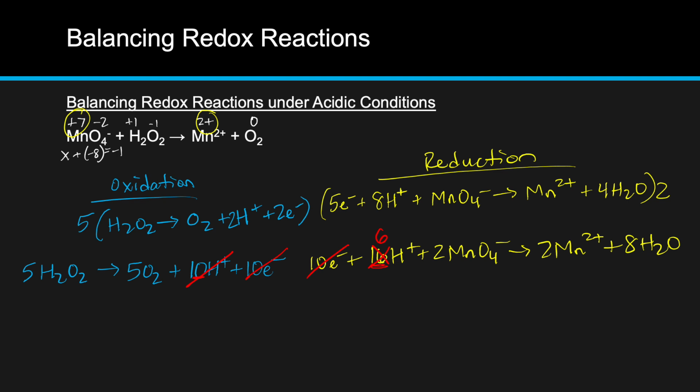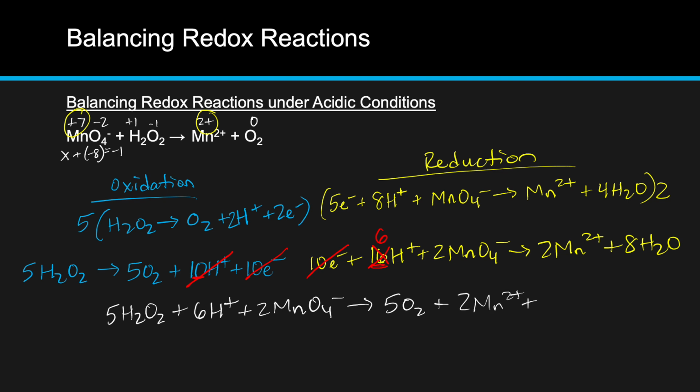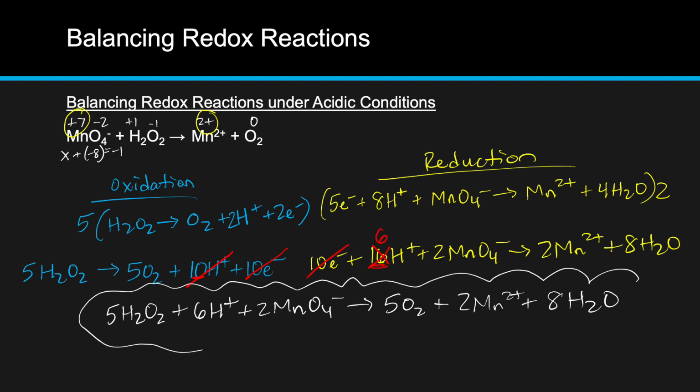So for reactants, I have my 5H2O2 from the oxidation half reaction. And then I have my 6 H plus ions from the reduction half equation, and my 2 MnO4 minus. And then for the product side, I have my 5 oxygen gas molecules from the oxidation half equation. Then I have my 2 Mn2 plus from the reduction, as well as my 8 water molecules. So this is our final balanced redox reaction. Isn't that so fun?